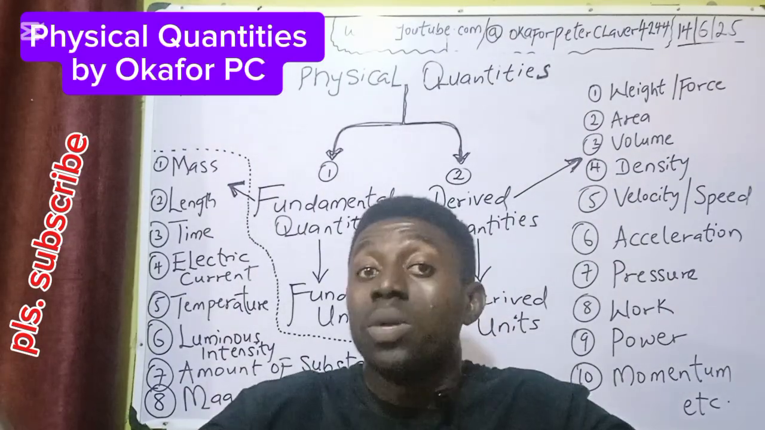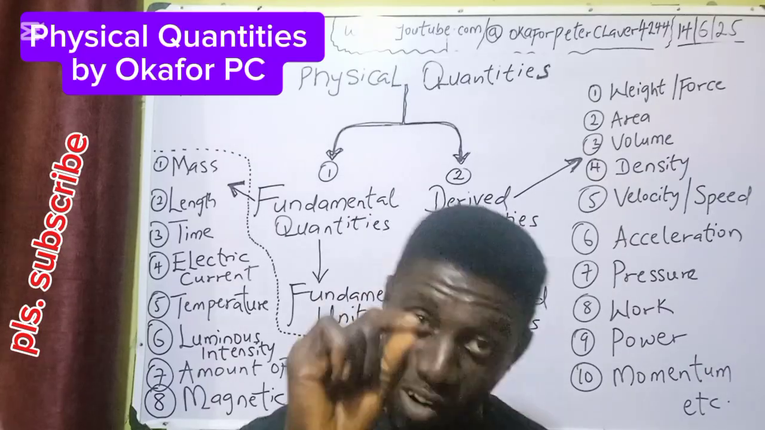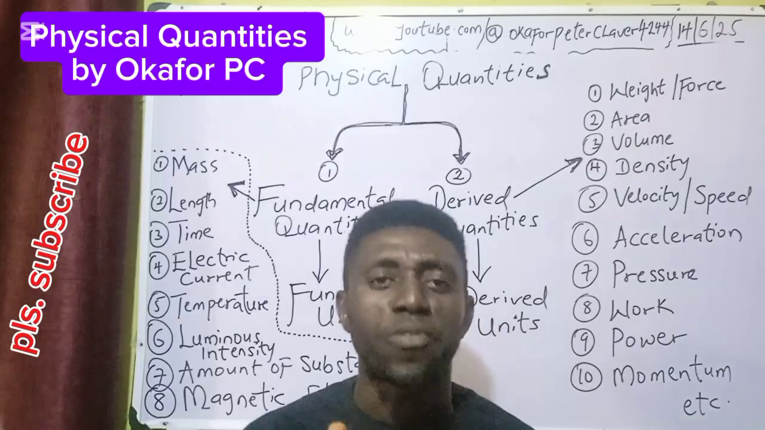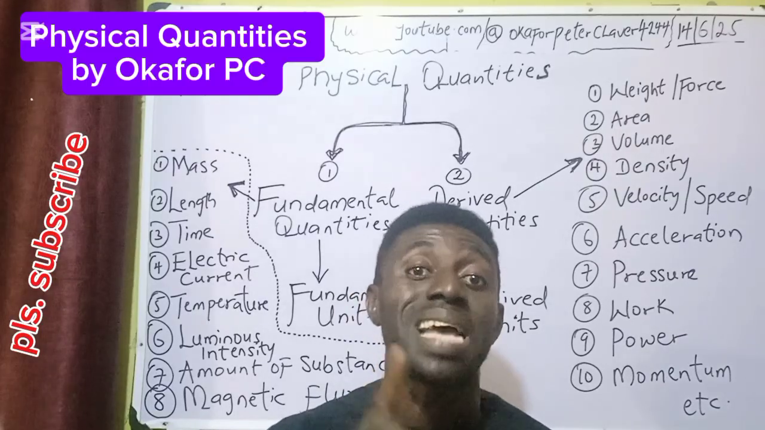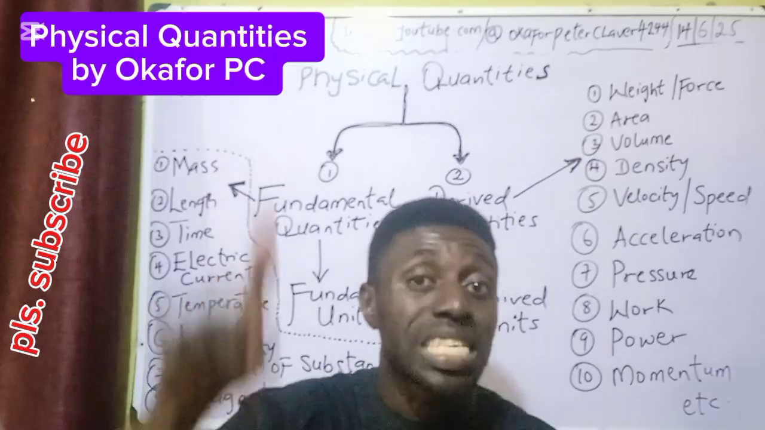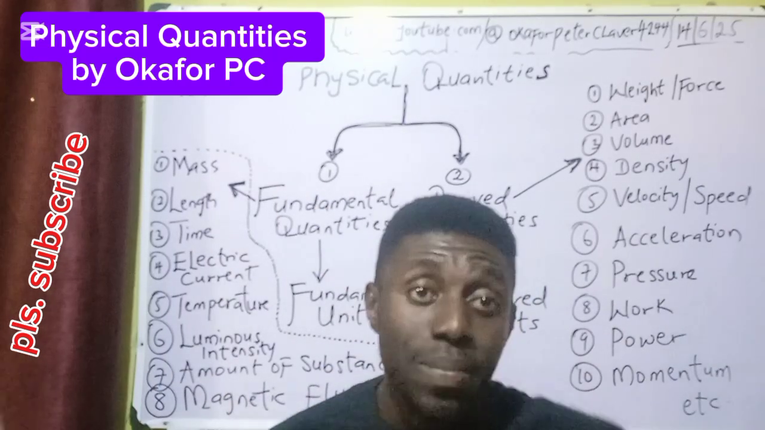So everything is a star. We emit lights. That's why luminous intensity is a fundamental quantity. Nothing is void of it. The magnetic flux is another fundamental quantity. Anywhere there is electricity, there is magnetism. Anywhere there is current electricity, there is magnetism. If electric current is fundamental, magnetic flux is also fundamental.